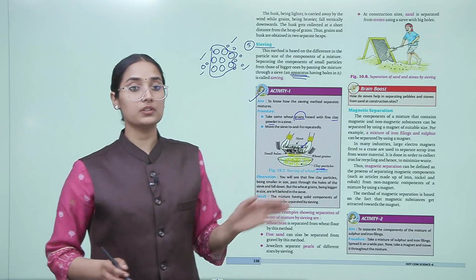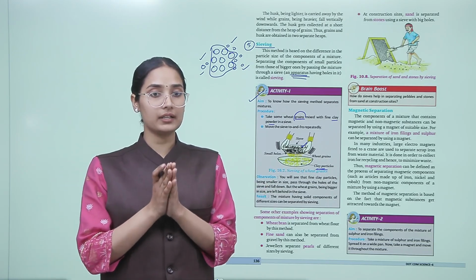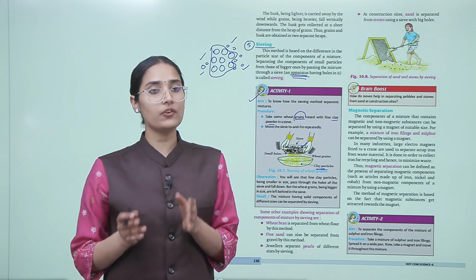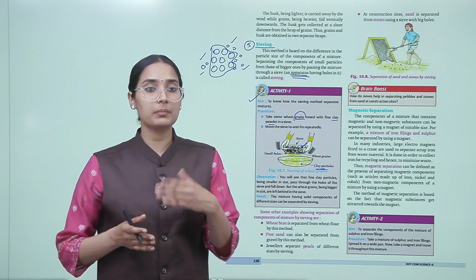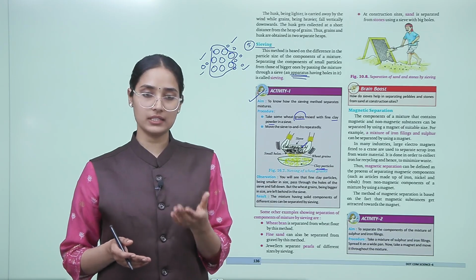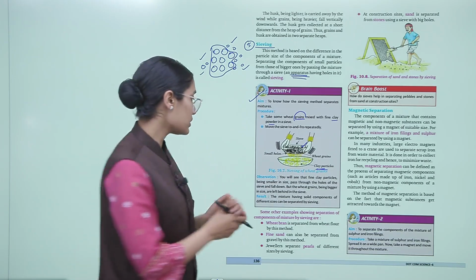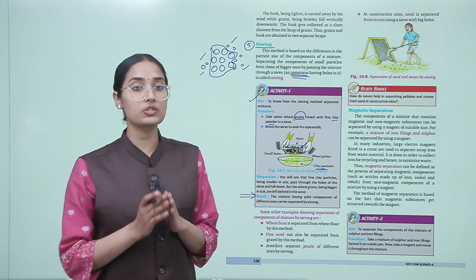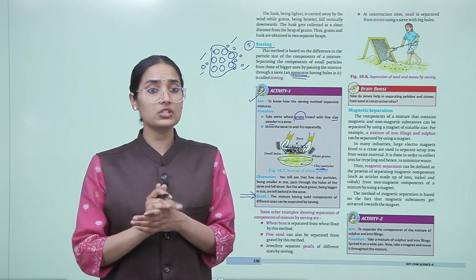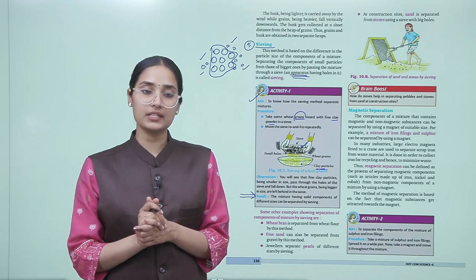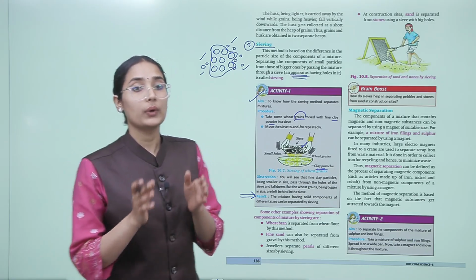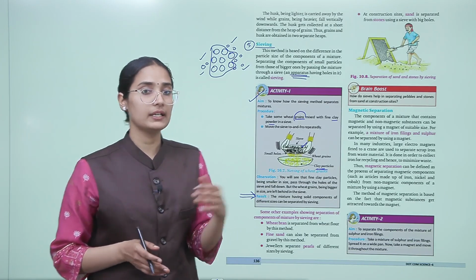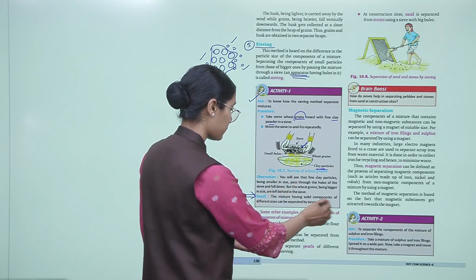Now you will observe that fine clay particles, being smaller in size, pass through the holes of the sieve and fall down, but the wheat grains, being bigger in size, are left behind in the sieve, right? What this experiment tells us is that when the mixture has solid components of different sizes, they can be separated by sieving.